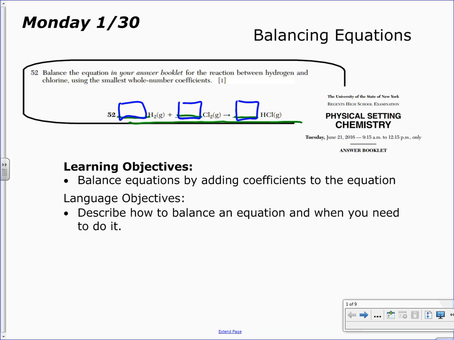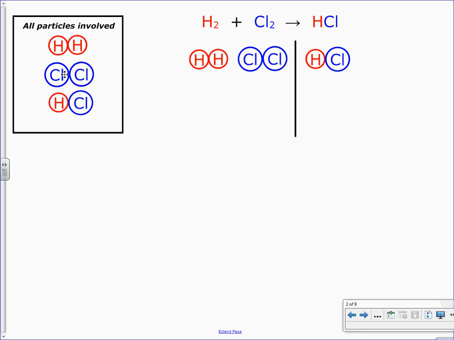So we have the same reaction written out here, and to allow you to see it a little better, we have all of the molecules involved underneath the reaction. We also have it color-coded, so the hydrogen are all in red, the chlorine are in blue, and we have this reaction. Hydrogen comes together with chlorine to form HCl. And looking at the molecules below, it looks like we have a problem, because there are two hydrogens here, and here there's only one hydrogen. And here we have two chlorines, and here we only have one chlorine.